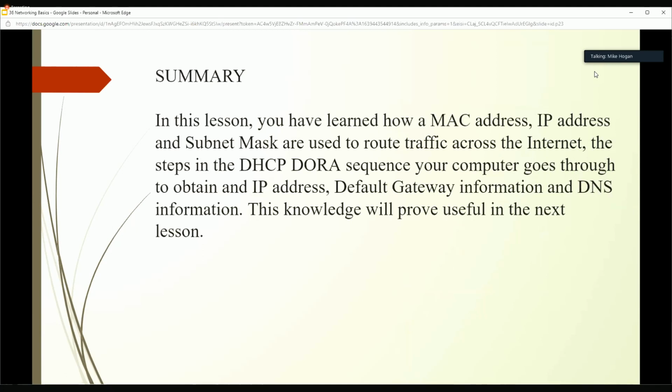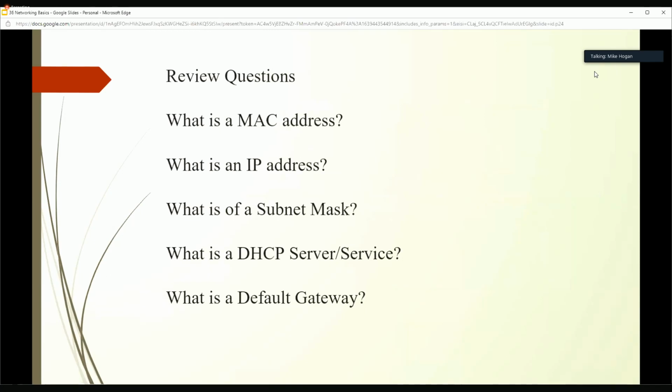All right, so we talked about MAC addressing, IP addressing, subnet mask, the DORA process. Let's answer a few questions. What is the MAC address? Anybody remember what that MAC address was?